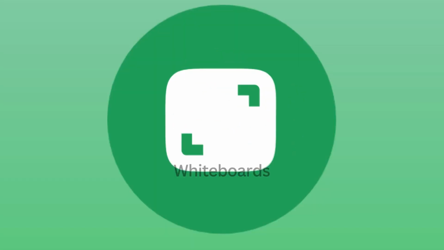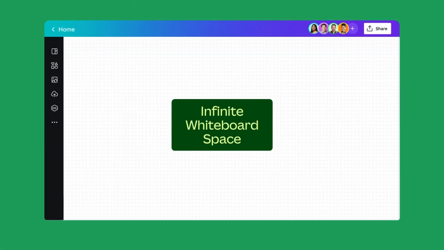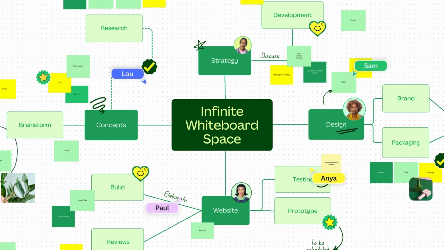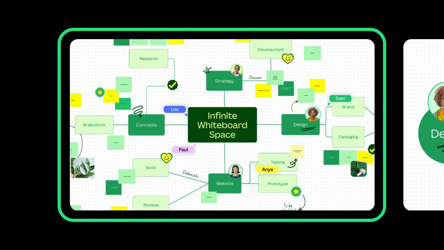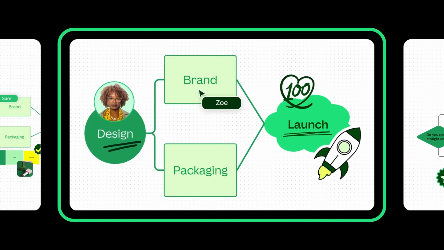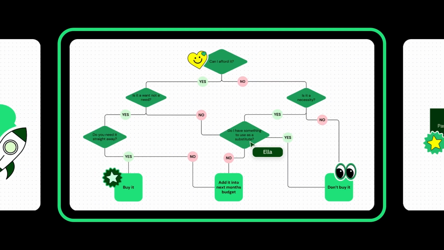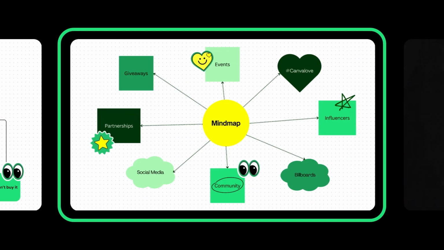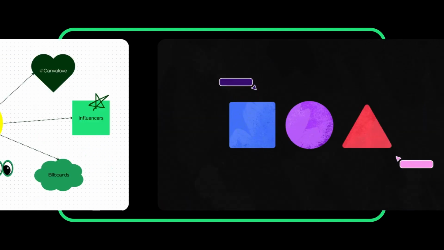Canva Whiteboards is an easy-to-use tool for organizing thoughts, making decisions, and streamlining processes. In this tutorial, you'll learn about using shapes and lines, how to create diagrams and decision trees, and make flowcharts and mind maps.